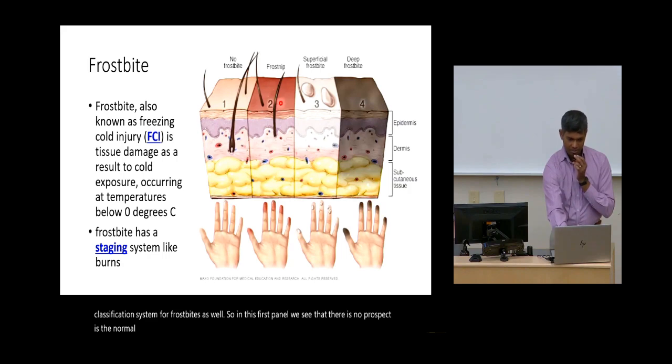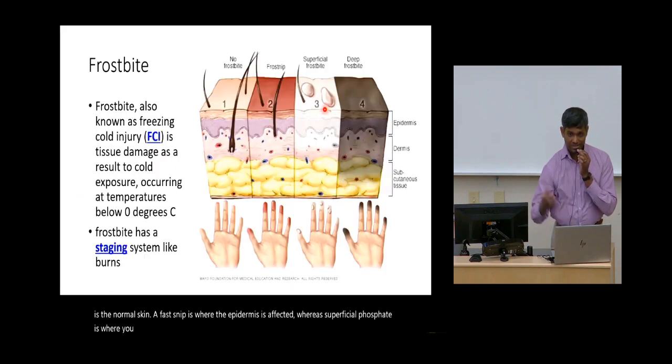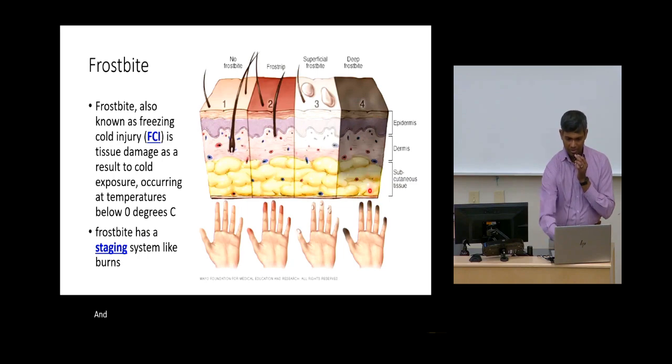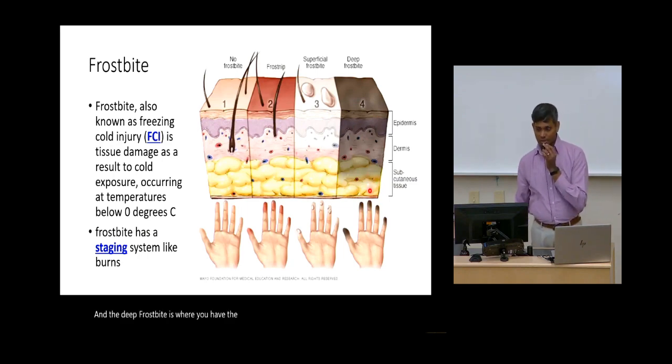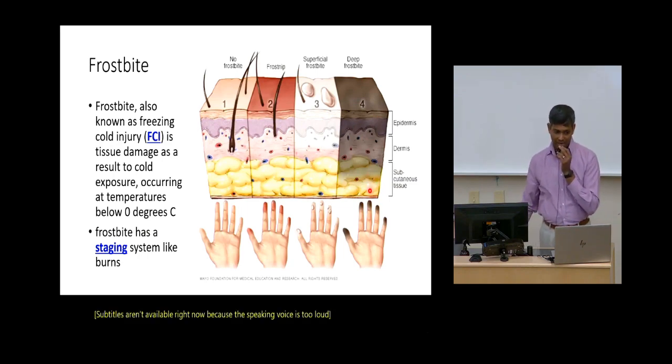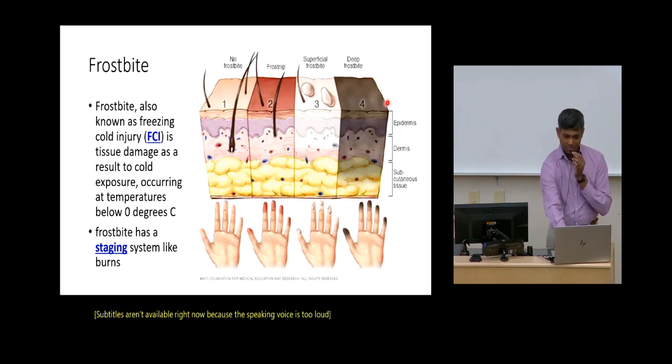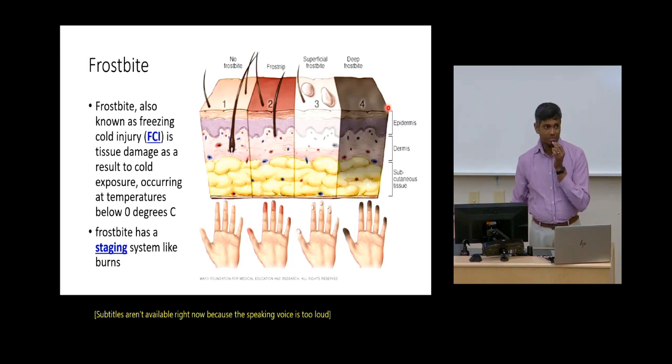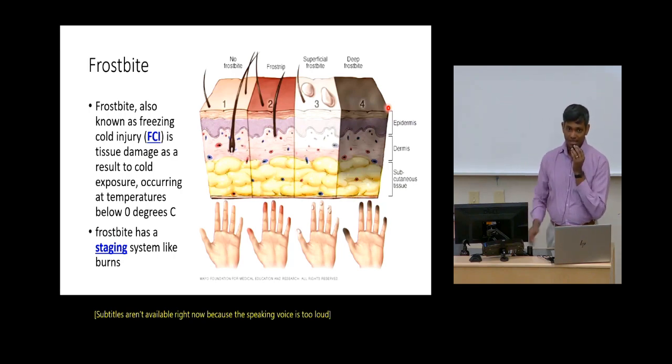A frost nip is where the epidermis is affected, whereas a superficial frostbite is where you have the dermis and the epidermis, and the deep frostbite is where you have the subcutaneous tissue being affected as well, right? And we find that this third type, deep frostbite, is experienced by people who have had near-death experiences, and many of them are just fortunate to be alive.